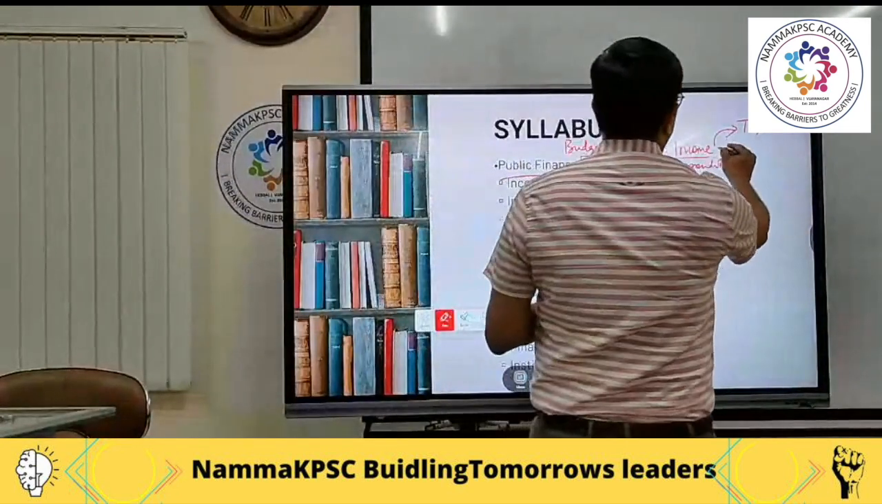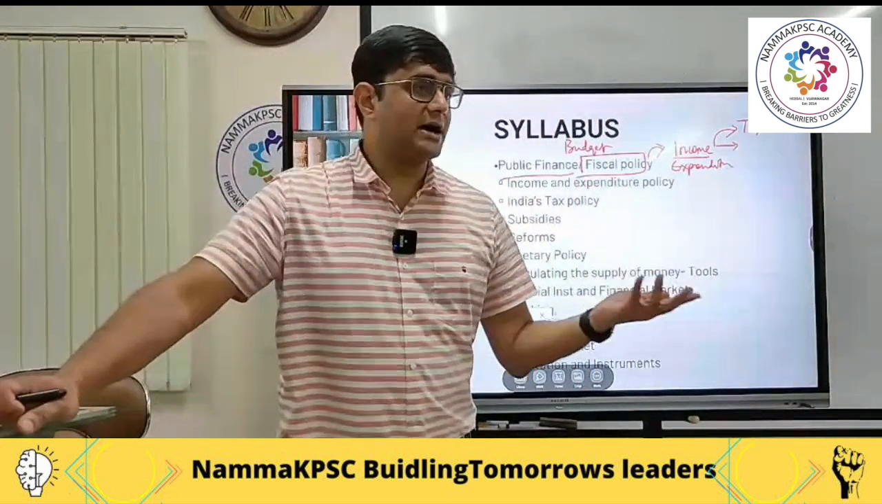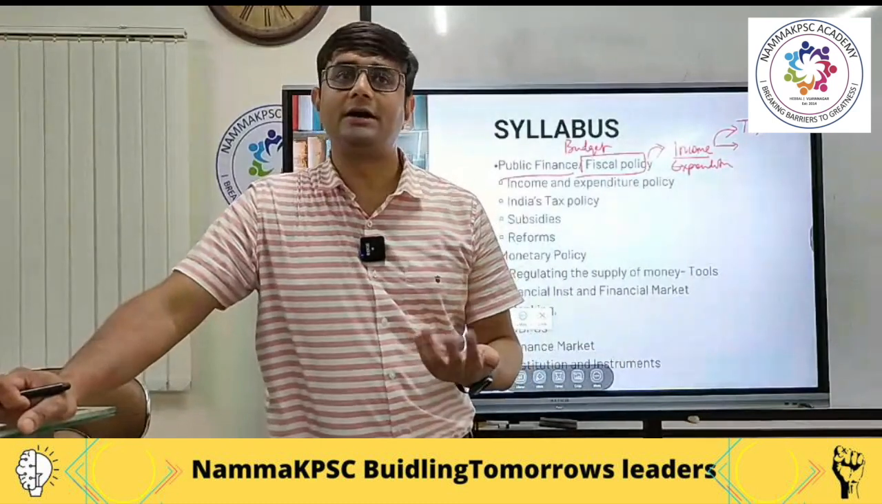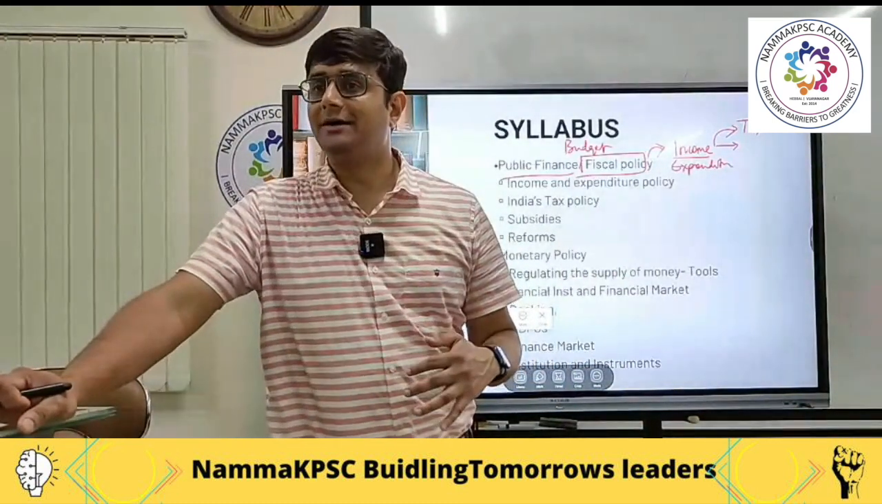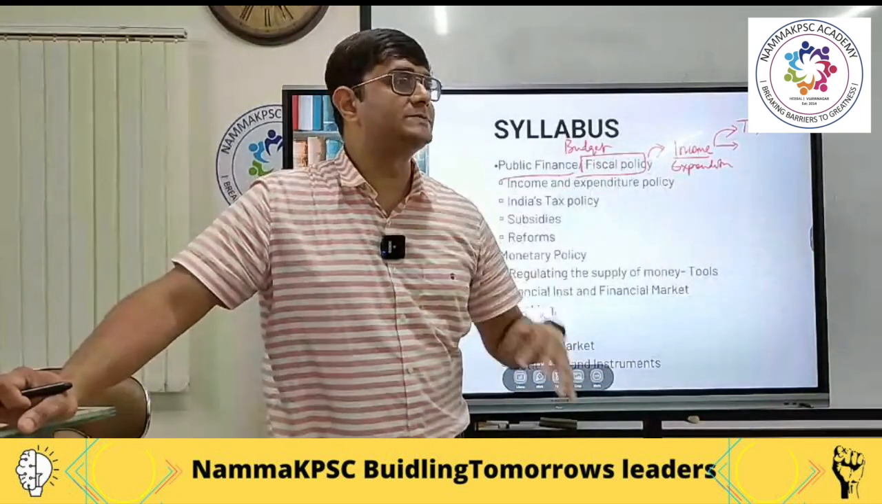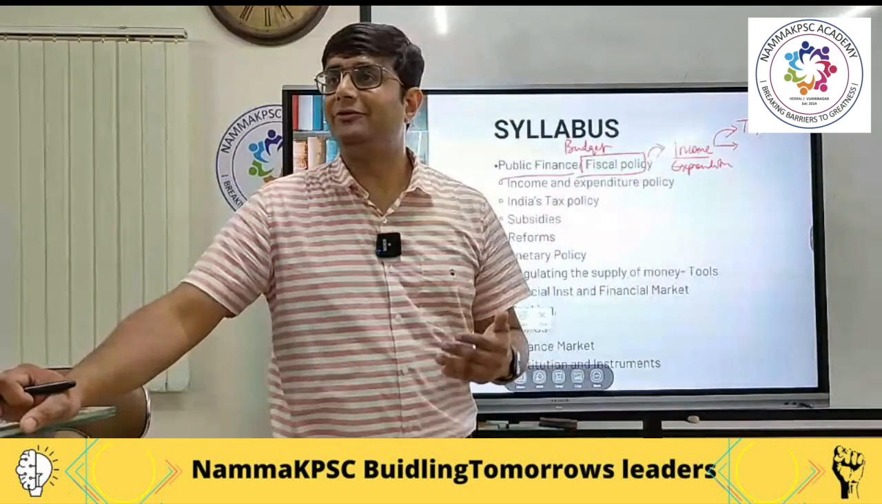In addition to that, other incomes also we will be studying, like disinvestment. For example, Air India was sold to Tata. Right? That is an example of disinvestment. That's also an income for the government. Then government borrows money. It's not an income per se, but it's also a source of money for the government.